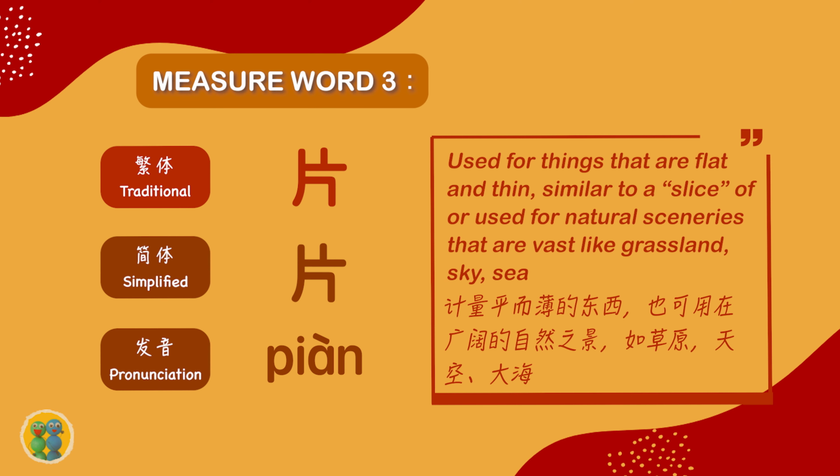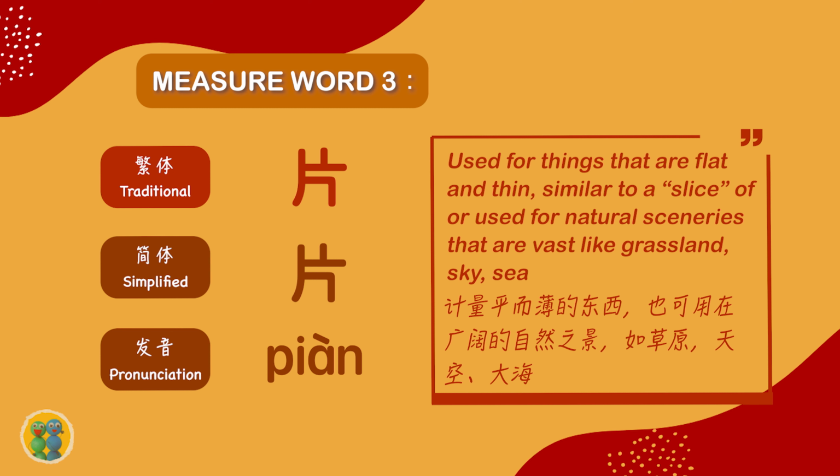The third measure word is piàn. Piàn is used for things that are flat and thin, or used for natural sceneries that are vast like grassland, sky, sea. So again, this measure word is also used for things that are flat and thin. So you might wonder again, what's the difference between the previous measure word zhāng and this one, piàn?